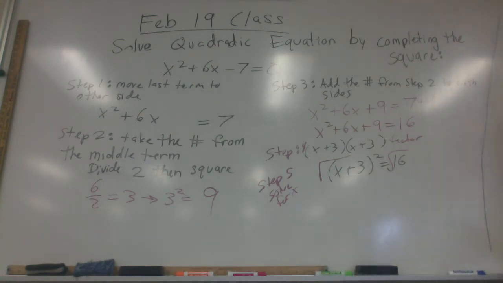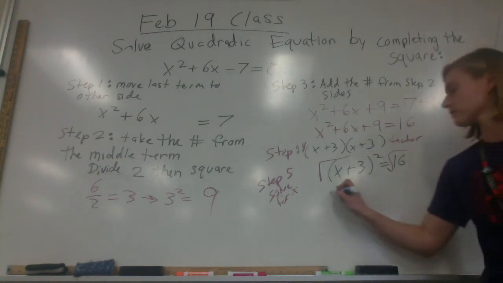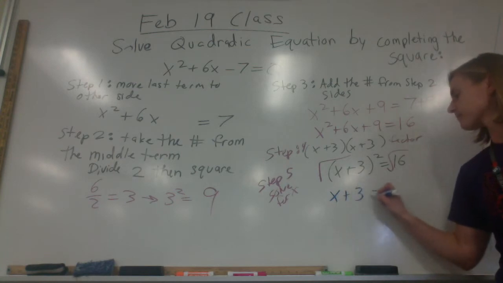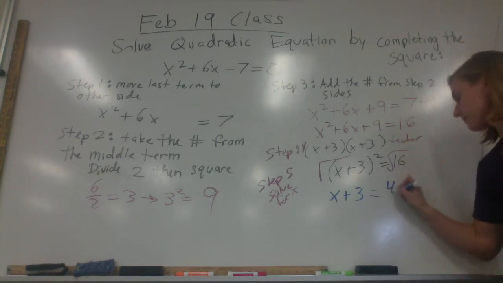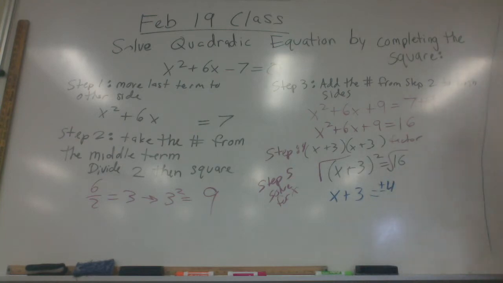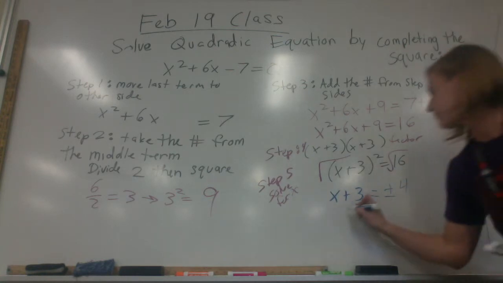So if we square root both sides, I get x plus 3. What's the square root of 16? 4 and negative 4. So it's plus and minus 4. That was a bad way of writing that. Okay, what else do I need to get rid of away from x? The adding 3. How do I undo adding 3? Subtract 3.